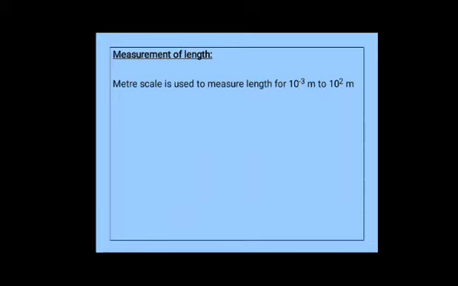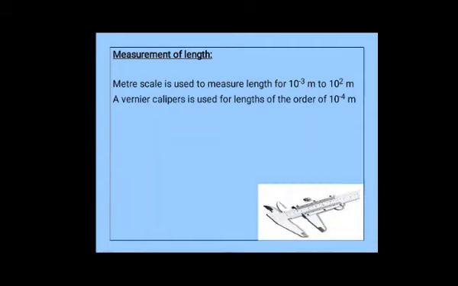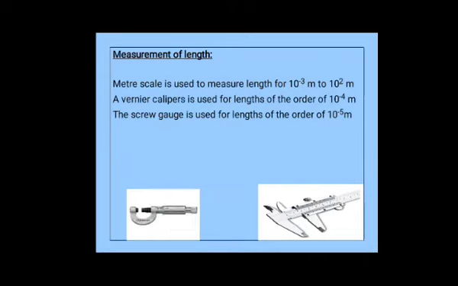Say you are measuring a length less than 10 raised to minus 3. Then you have to take the help of an instrument that is called vernier calipers. This is vernier calipers. If it is less than 10 raised to minus 4, then you have to take the help of an instrument called screw gauge. Screw gauge is used for lengths of the order of 10 raised to minus 5 meter. This is screw gauge.